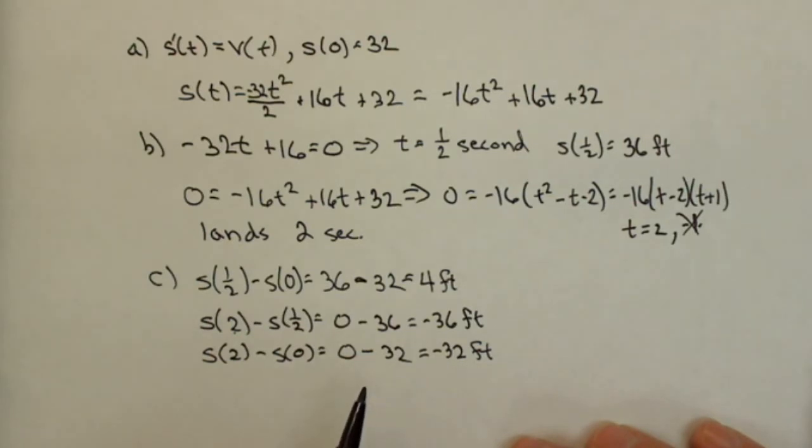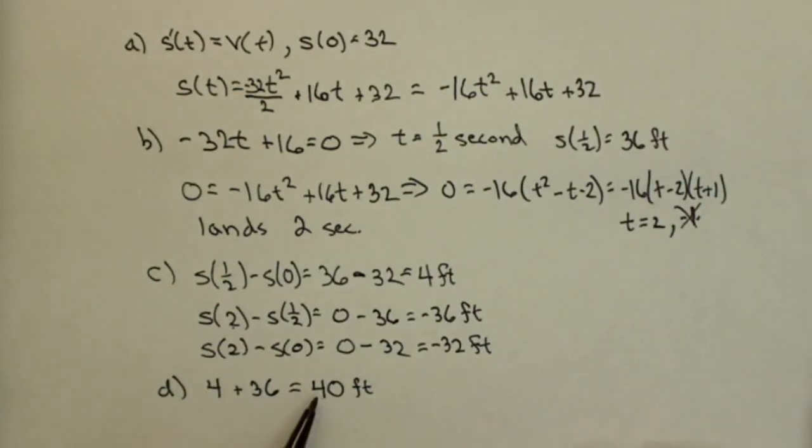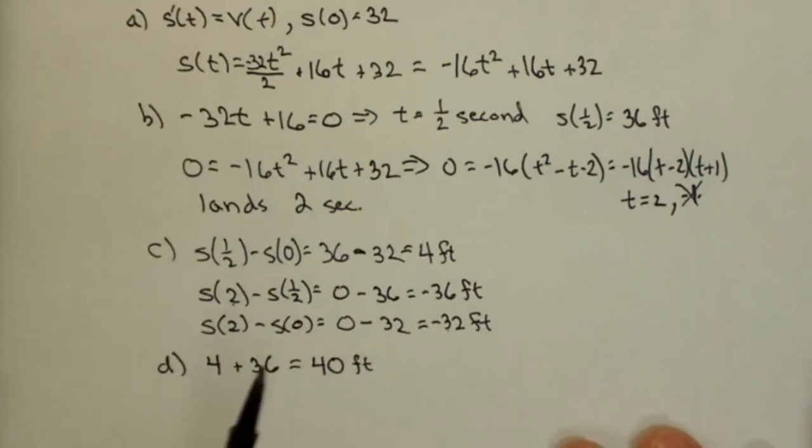So what is the total vertical distance traveled by the water balloon since it was tossed? Well, remember it went up 4 feet and down 36 feet, so it traveled a total up and down of 40 feet. So remember that's the total distance traveled. That's not quite the same as the change in position. The change in position was only 32 feet.